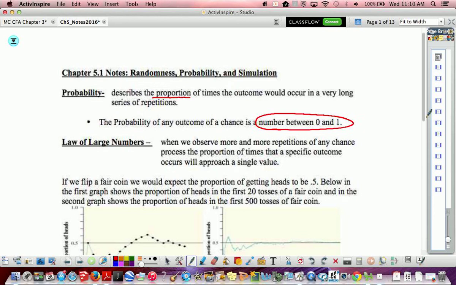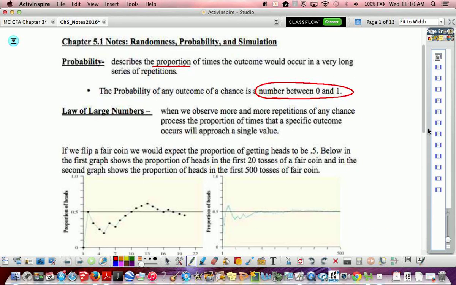So, one of the concepts that we'll talk about here today is the law of large numbers. Okay? Meaning this. When you observe more and more outcomes or more and more repetitions of some sort of probability event, okay, that probability will get closer and closer and closer to a single value. And a lot of times it gets closer to what we call the theoretical probability.